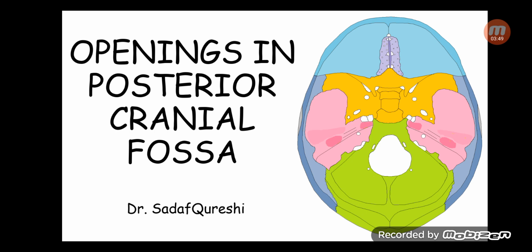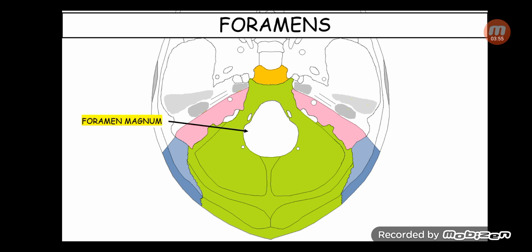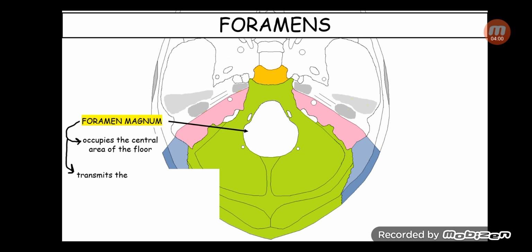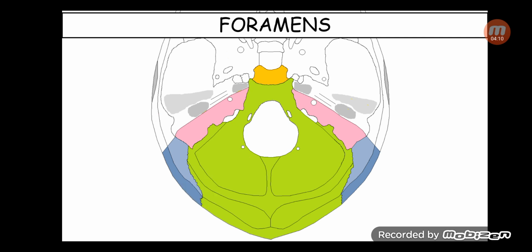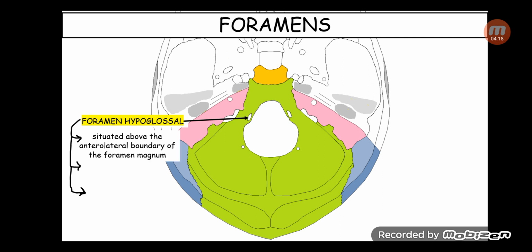Then we will talk about openings in the posterior cranial fossa or posterior cranial cavity. The first opening in the posterior cranial fossa is the foramen magnum, which occupies the central area of the floor, and it transmits the medulla oblongata and its surrounding meninges. It also transmits the ascending spinal parts of the accessory nerve and the vertebral arteries. The second opening of the posterior cranial fossa is the hypoglossal foramen, which is situated above the anterior lateral boundary of the foramen magnum and is also called the anterior condylar canal. It transmits the hypoglossal nerve.